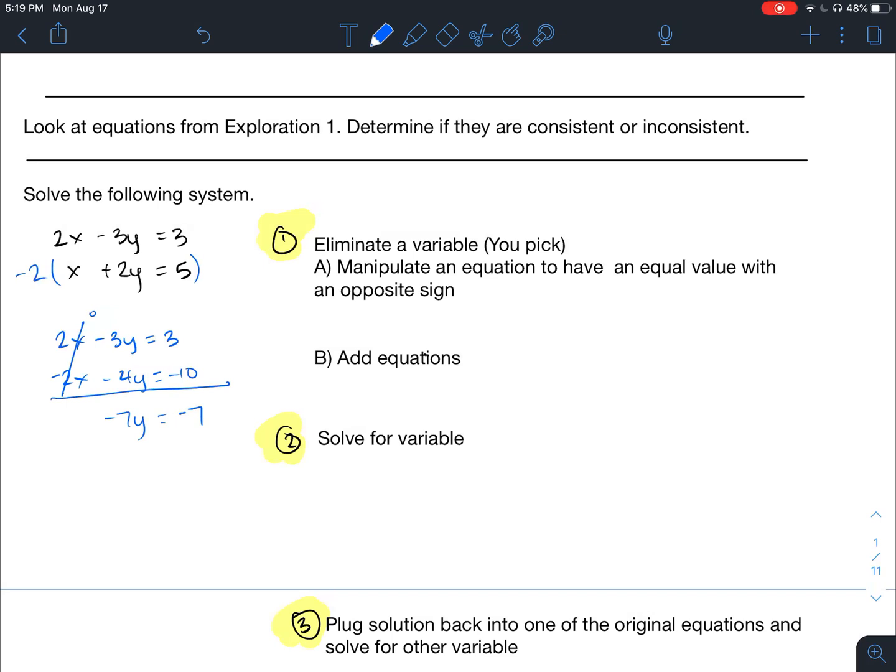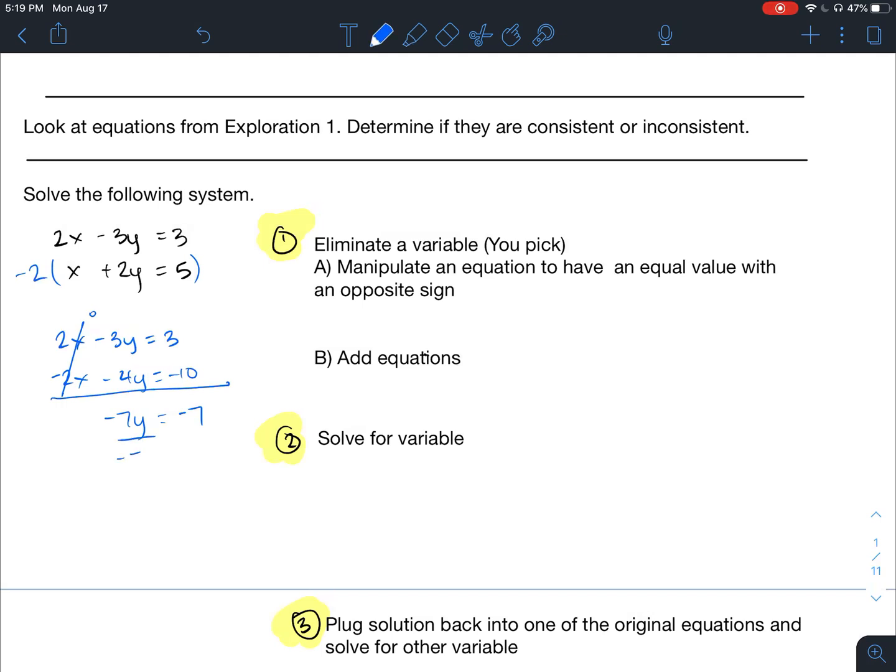So whenever you're adding, before you even attempt to solve a system of equations, make sure your variables line up. So you have your x's, your y's, and your constants. And notice here, we eliminated a variable. And now we have one equation with just one variable. So now we can solve for the y.